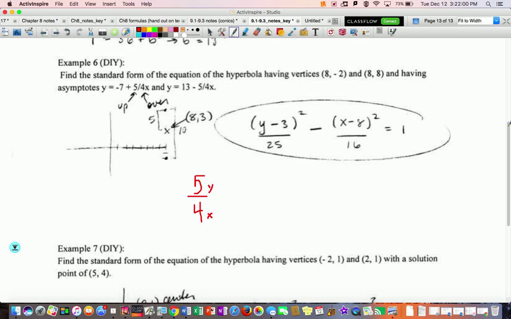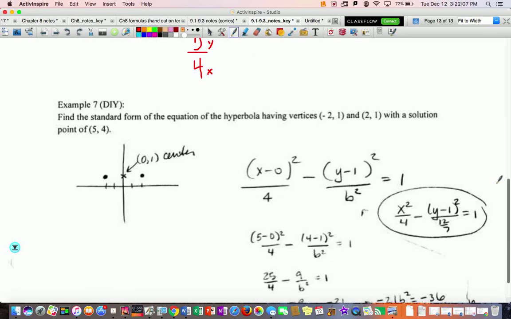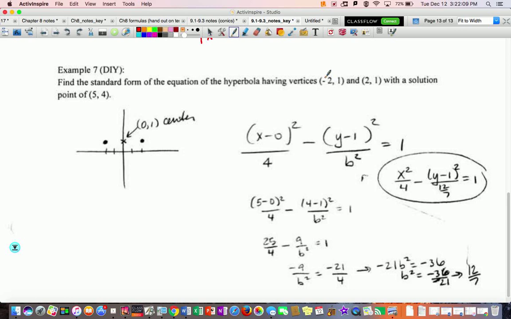If you didn't work on the number 7 yet, pause the video and do so, but I'm going to go on to number 7. So if we look at number 7, they give you negative 2, 1, and 2, 1 for the vertices. Halfway between them, or the midpoint formula, tells you the center is 0, 1. Now, the transverse axis is horizontal, so it's going to be x minus 0, or you could just write x squared if you want. You don't have to put the 0, you can just do x squared. Or y minus 1 over here.